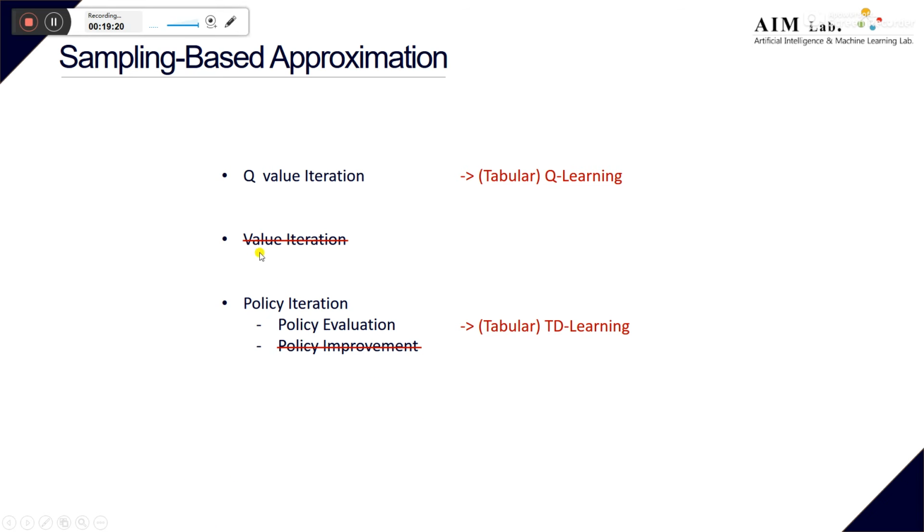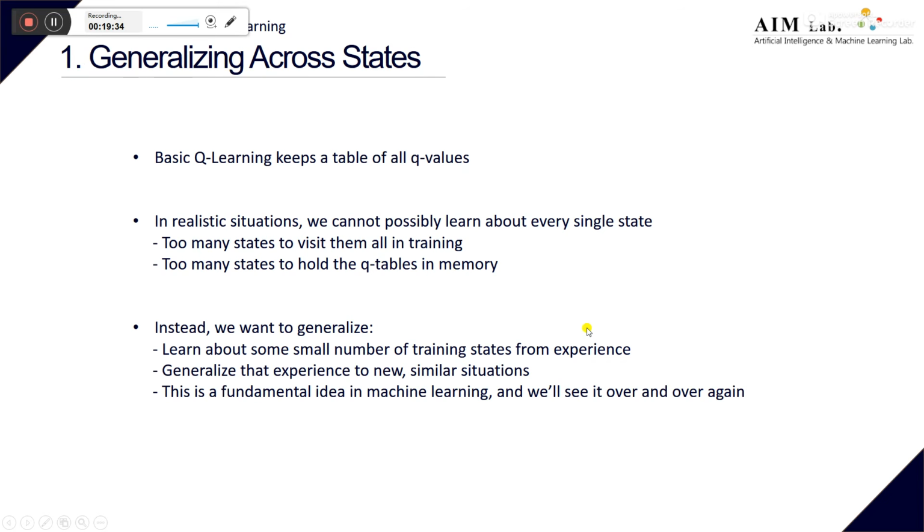So for sampling-based approximation, we have covered Q-value iteration, which gives tabular Q-learning, and policy iteration, for which we studied tabular TD learning. The second issue, the central problem of Q-learning, is that we always use a table of all Q values. This requires the state to exactly match what we have seen during training.